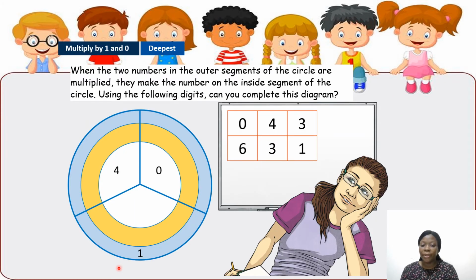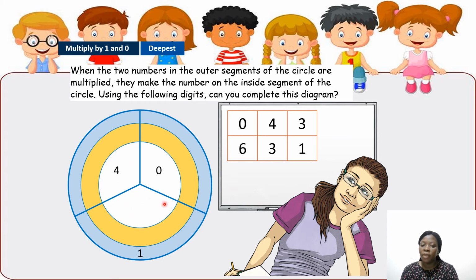Let's look at another representation. Over here, we are instructed, it says when the two numbers in the outer segment of the circle are multiplied, they make the number on the inside segment of the circle. So these are the outer segments, and these are the inside segments.